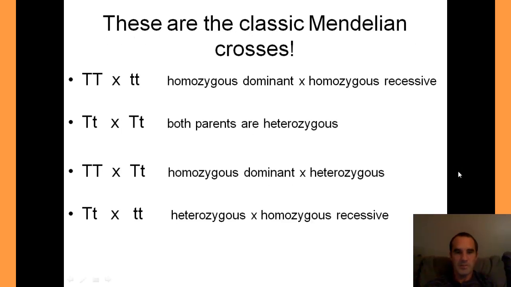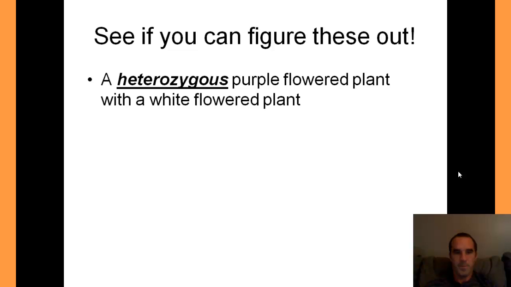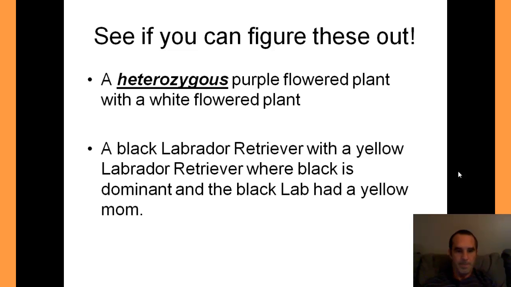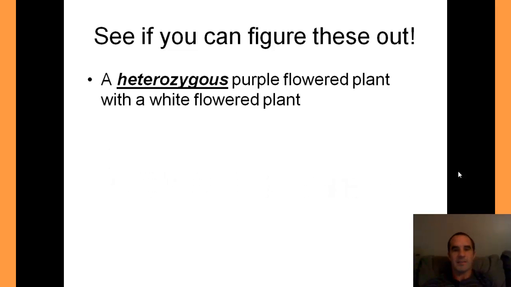Try this question: a heterozygous purple flowered plant with a white flowered plant. And we said purple was dominant, white was recessive. You can try this one out. If you went back to this one to check your answer, you should have a big P, little p parent on one side, and on your other side you should have a little p, and you'd end up with 2 heterozygous and 2 homozygous recessive.